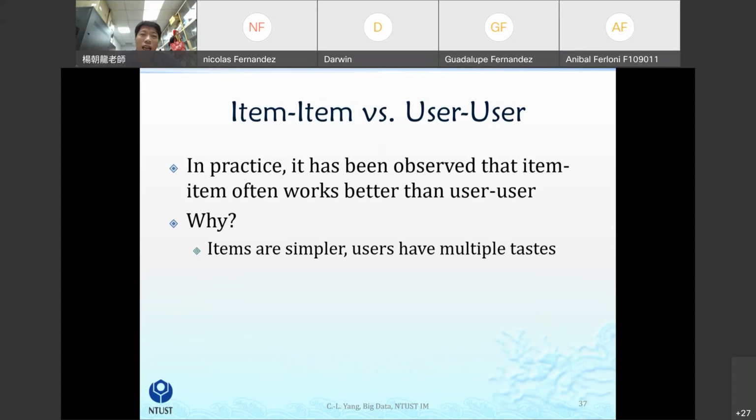So we have two ways: item collaborative filtering and user collaborative filtering. Practically, it can be observed that item-based works better than user-based, just like what I'm using. And why? Because items are simple. Users have multiple tastes, right? Item means a pair of shoes or maybe comparing different books, which could be a little bit easier, right? But for a human, how do you describe your personal preference? Usually not easy, if you only look at a certain rating. So that's why item-based is more common.